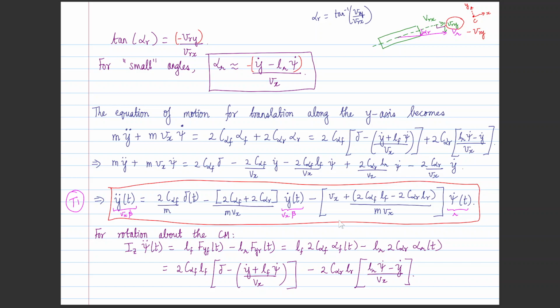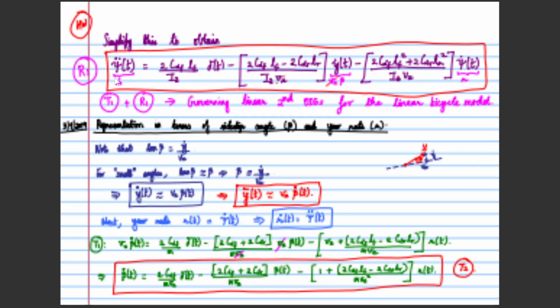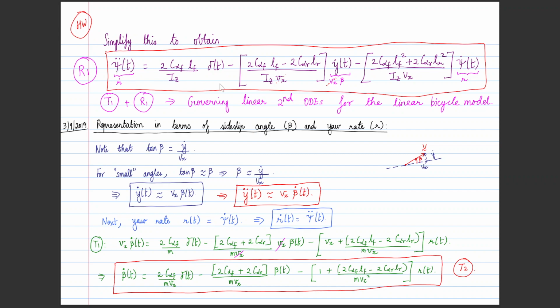Next, the expression for rotation about the center of mass. Here also we substitute alpha f and alpha r and get another expression for psi double dot. If psi dot is written as r, this becomes r dot. So T1 plus R1 would give you the governing linear second order ordinary differential equations for the linear bicycle model.